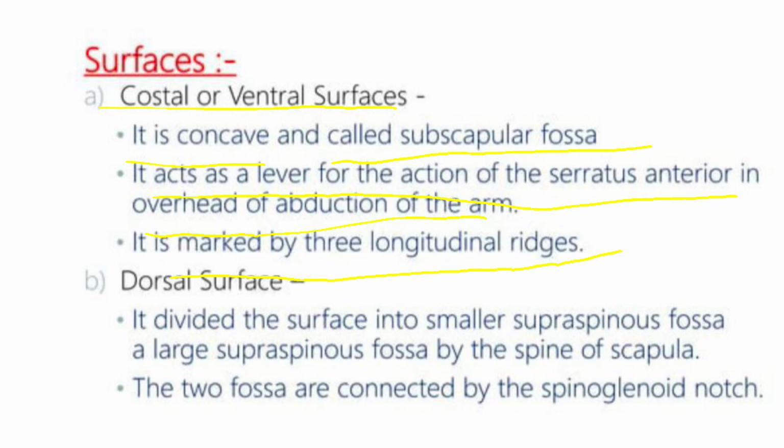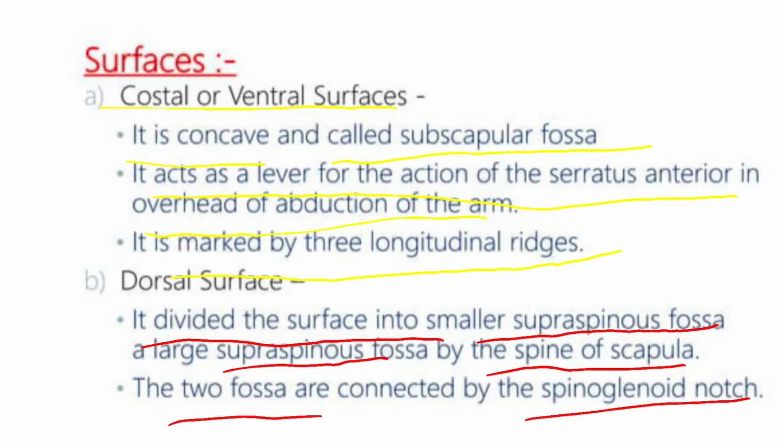Dorsal surface. The spine of the scapula divides the surface into a smaller supraspinous fossa, which is the upper one third, and a large infraspinous fossa, which is the lower two thirds. The two fossae are connected by a spinoglenoid notch.